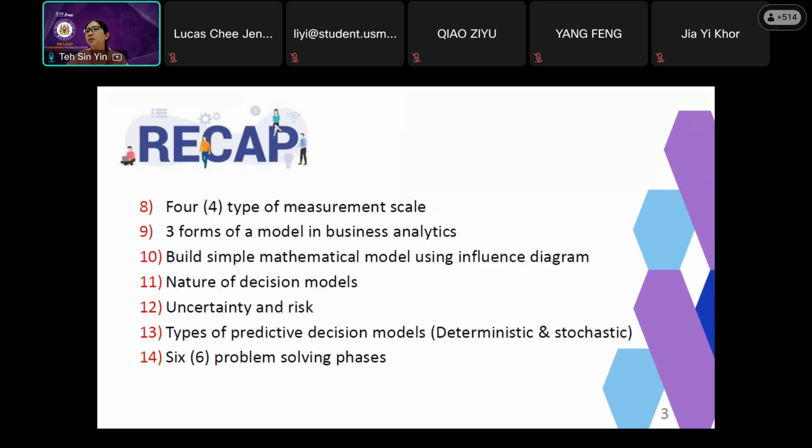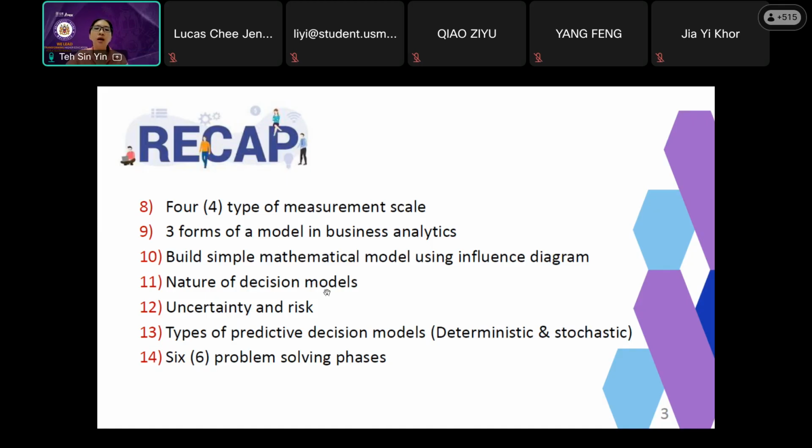What are the 4 types of business analytics? Can you type in the chat box? I'm trying to help you do revision. What are the 4 types of business analytics? Descriptive, predictive, try to put in sequence. Hanisa put out the answer. Very good. Hanisa put out the 4 answers: descriptive, diagnostic, predictive, and prescriptive.